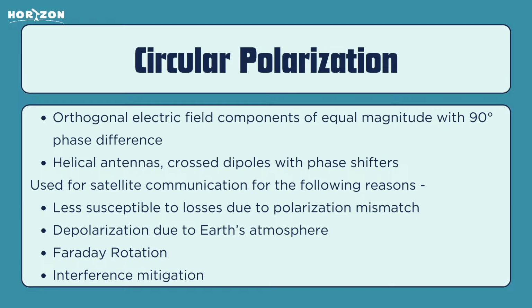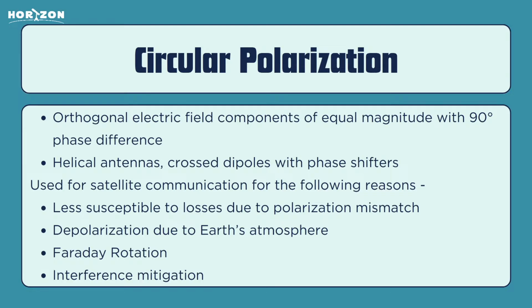So, focusing on circular polarization, it occurs when there are two directions of the electric field which are orthogonal to each other, and each one has a 90-degree phase shift. They are extensively used for satellite communications since they are less susceptible to losses when the receiving antenna's orientation does not match the source.